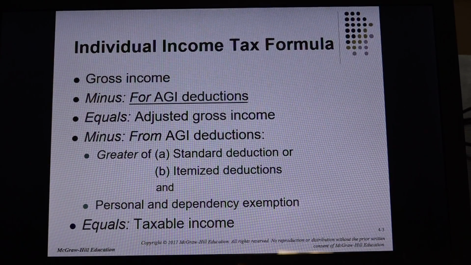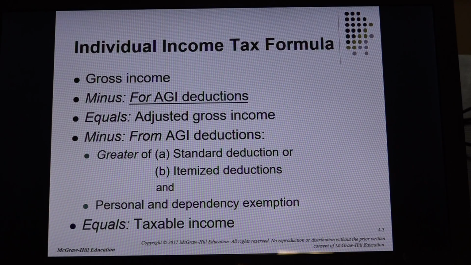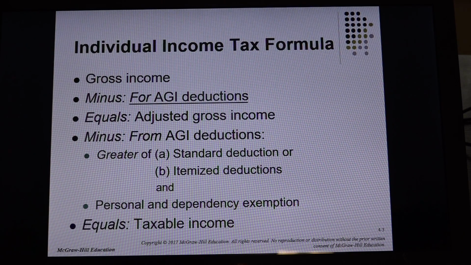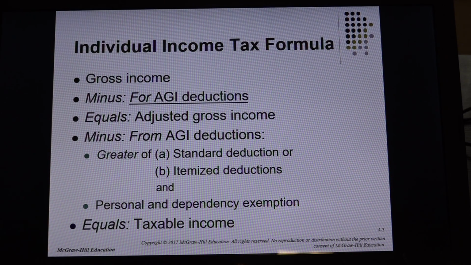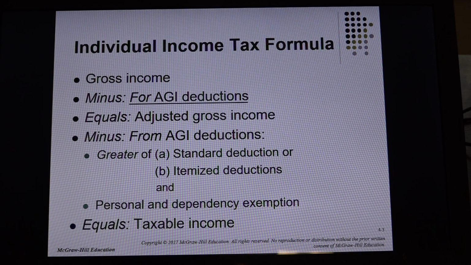All right, so looking at this formula, gross income minus what we call core AGI deductions. AGI means adjusted gross income, equals adjusted gross income. And then from adjusted gross income, you deduct AGI deductions.